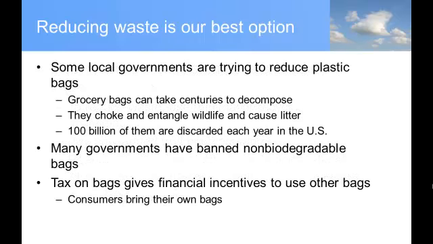Some local governments are trying to reduce or even ban plastic bags, encouraging people to use cloth bags, because plastics can take centuries to decompose. They can choke and entangle wildlife, and there are 100 billion of them discarded every year in the United States. So some places have simply banned them altogether. Others have put a tax on them to reduce the use of them.